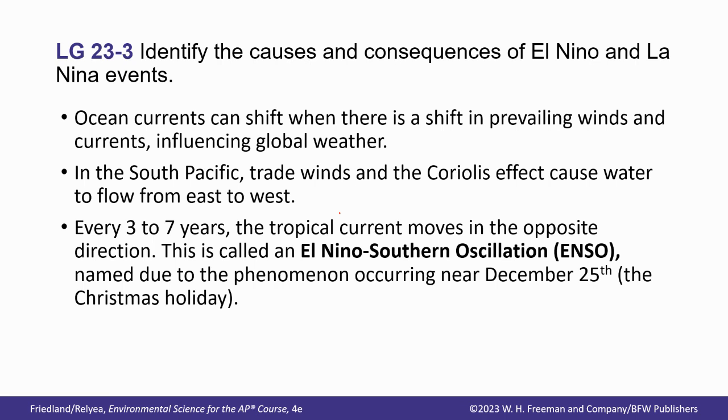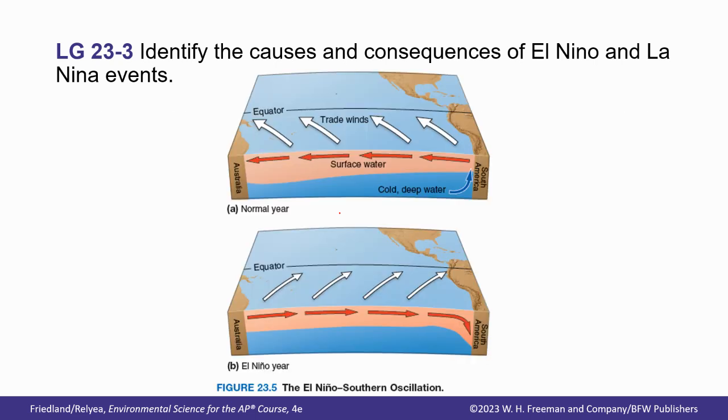And the South Pacific trade winds and the Coriolis effect cause water to flow from east to west. Every 3 to 7 years, there's a periodic disruption, and a tropical current moves in the opposite direction. This is called El Niño Southern Oscillation, named duly for the phenomenon occurring near December 25th, the Christmas holiday. And so you can see here what happens is during a normal year, everything is going in one direction. And then during an El Niño year, the winds will change, the current will change, and it'll go back this way.